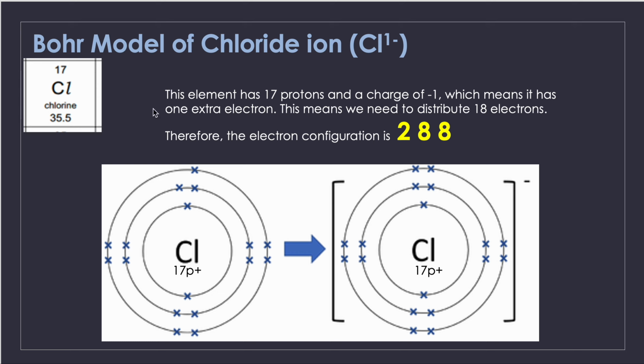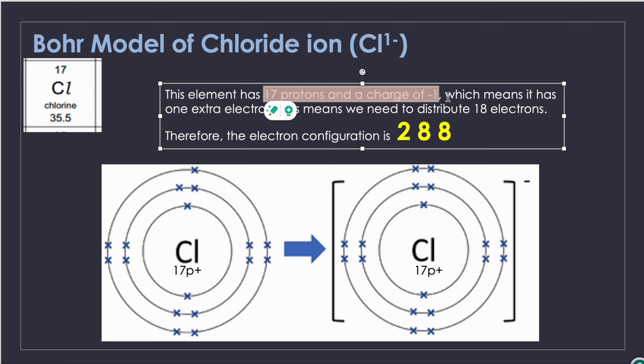Let's say you need to draw the ion of Cl-1, or chloride ion. First find chlorine in the periodic table and see that it has 17 protons. So this element has 17 protons, but it has a charge of -1. Remember that it's an anion, which means that it has gained an electron. So if you originally had 17 electrons, with a charge of -1 now you're going to have 18 electrons. So you need to distribute 18 electrons.